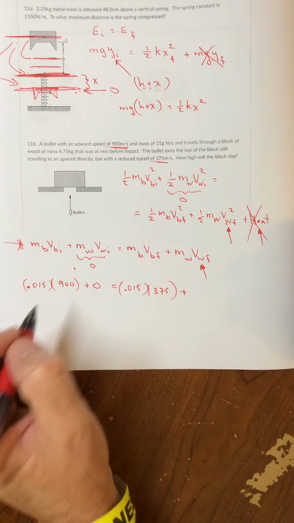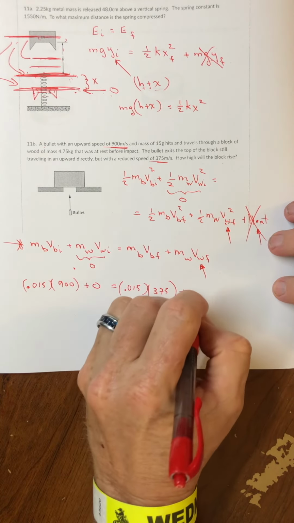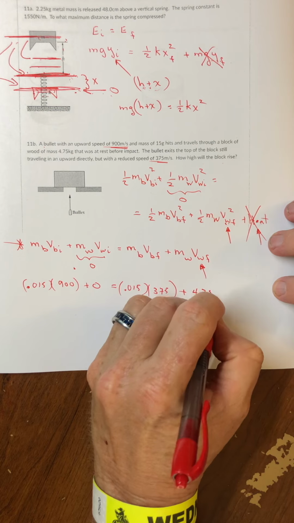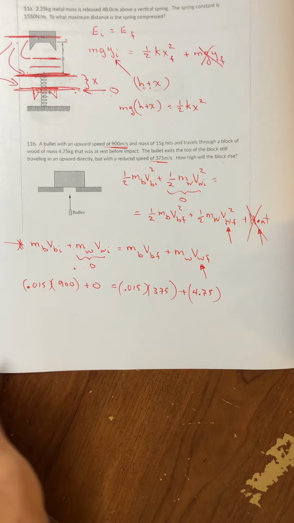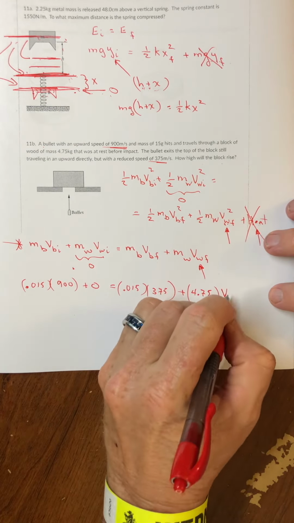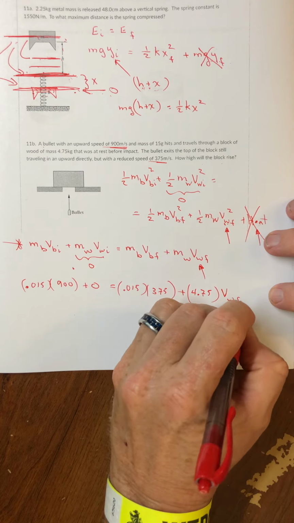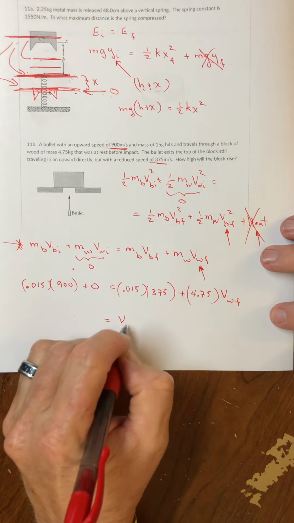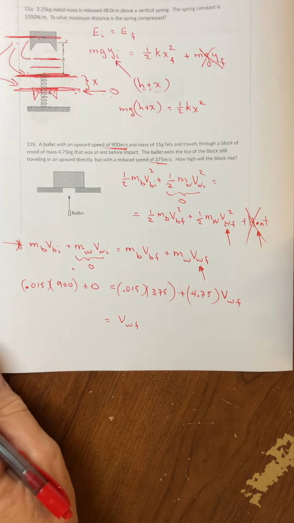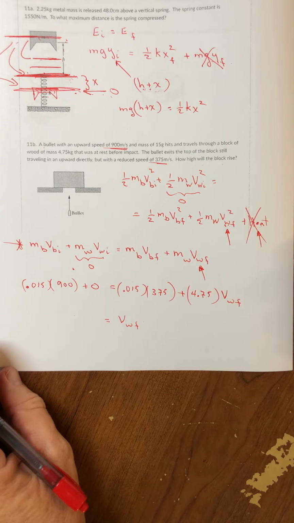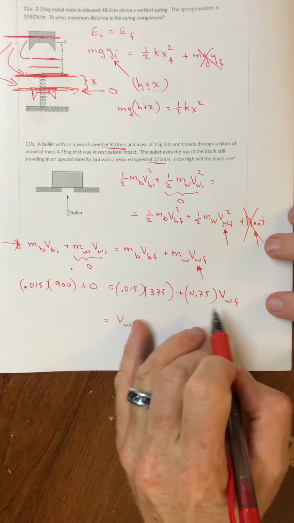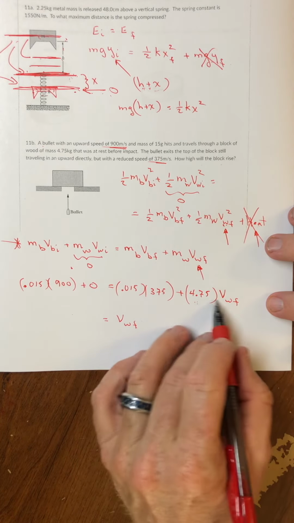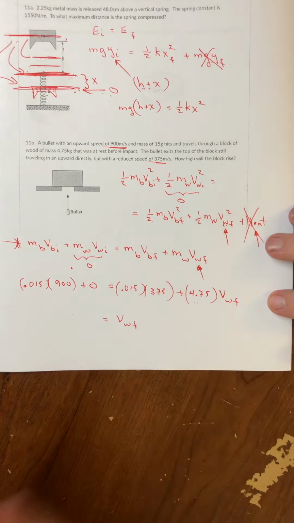Now, the block of wood is really heavy, almost 5 kilograms. So that's why the speed of this wood block after the impact is not going to be that great, which is because the mass is so big. And so in other words, it absorbs a lot of momentum with very little speed.